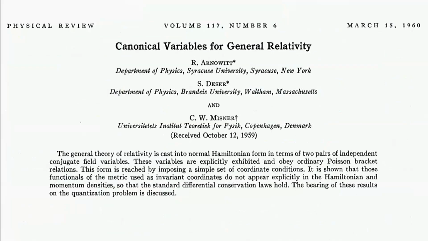This is just a picture of one of the papers, just so you can see what it looks like in the journal. Canonical variables for general relativity. See in their own words what they said about it. The theory is cast into normal Hamiltonian form in terms of two pairs of independent conjugate field variables. These are explicitly exhibited and obey ordinary Poisson bracket relations, and they reach this form by imposing a simple set of coordinate conditions. And then, well, okay, this is quite technical, but the last line is: the bearing of these results on the quantization problem is discussed.